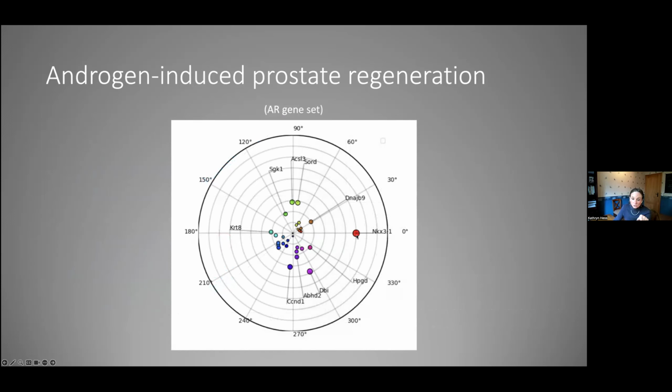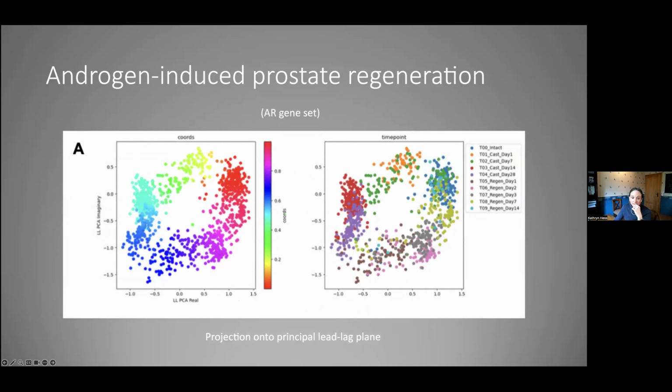And then you can do this sort of plot where you're going around the circle, and you're seeing the phase of the different cells in terms of their level of gene expression. Again, this is all with respect to the androgen response gene set. And again, using the lead-lag projection, you can see very clearly the phase as you go around with respect to the various coordinates. And here I'm matching it against the colors, which correspond to cells taken at different time points of the regeneration process. And you can see that there's a decent correspondence between these and the different phases that we get from the mathematics.